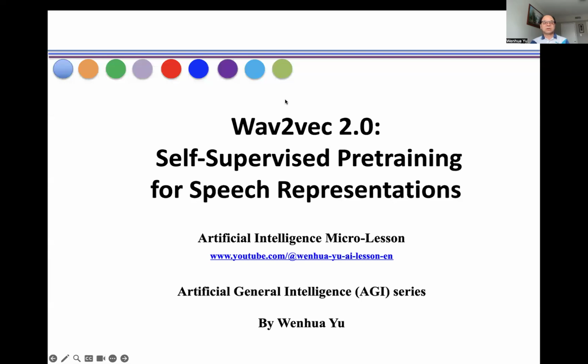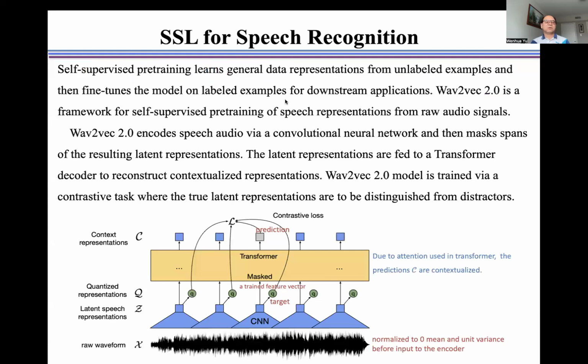In this video, I introduce Wave2vec version 2.0 self-supervised pretraining for speech representations. Self-supervised pretraining learns general data representations from unlabeled examples and then fine-tunes the model on labeled examples for downstream applications. Wave2vec 2.0 is a framework for self-supervised pretraining of speech representations from raw audio signals.